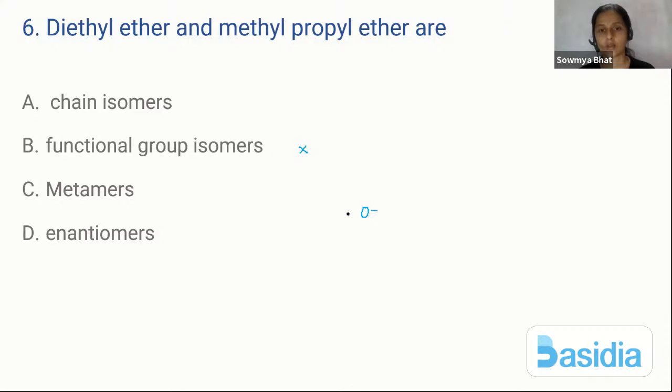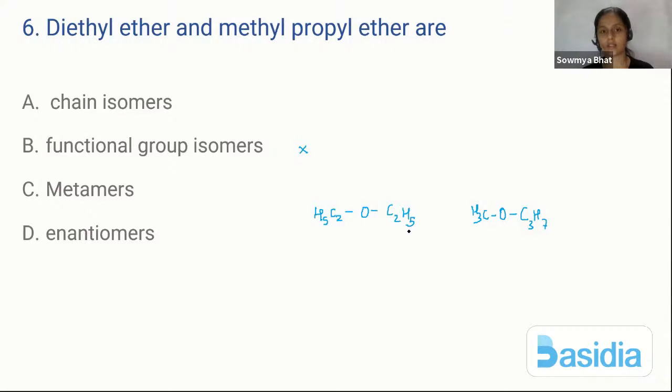Diethyl ether: O in the center, that's the ether group, and C2H5, that's an ethyl group. And on the other side, we also have C2H5. So this is diethyl ether. And methyl propyl ether is CH3, this is a methyl group, and on the other side you have C3H7. This is methyl propyl ether.